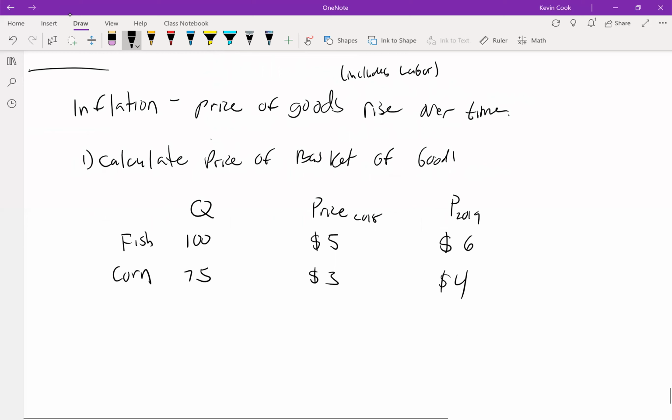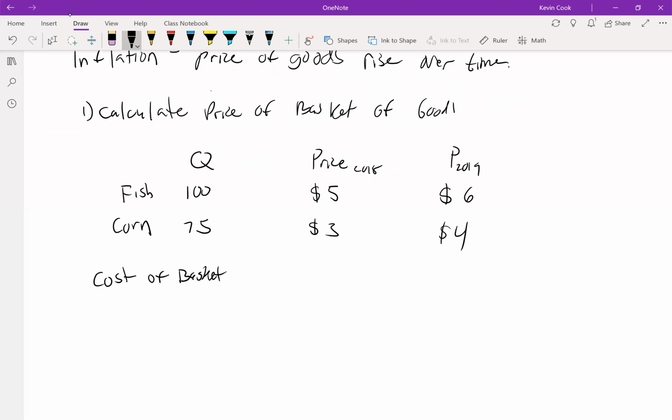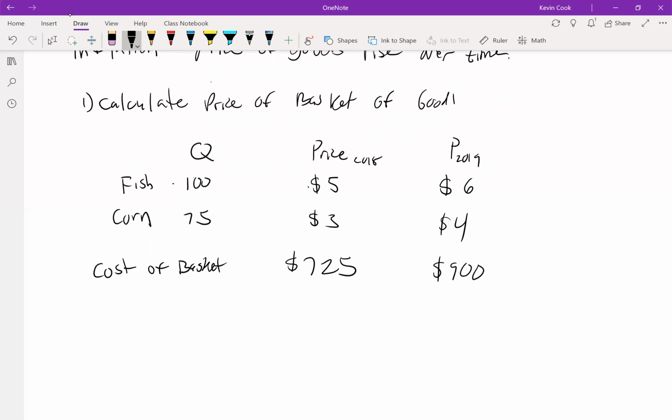So the first thing we're interested in is the cost of the basket. To calculate this, we'll just take the quantity times price and add them together. So 5 times 100 is 500, plus 3 times 75 is 225. 500 and 225 gives us $725. Then for 2019, 6 times 100 is 600, 4 times 75 is 300, and 600 plus 300 is $900. So we have the cost of our basket.